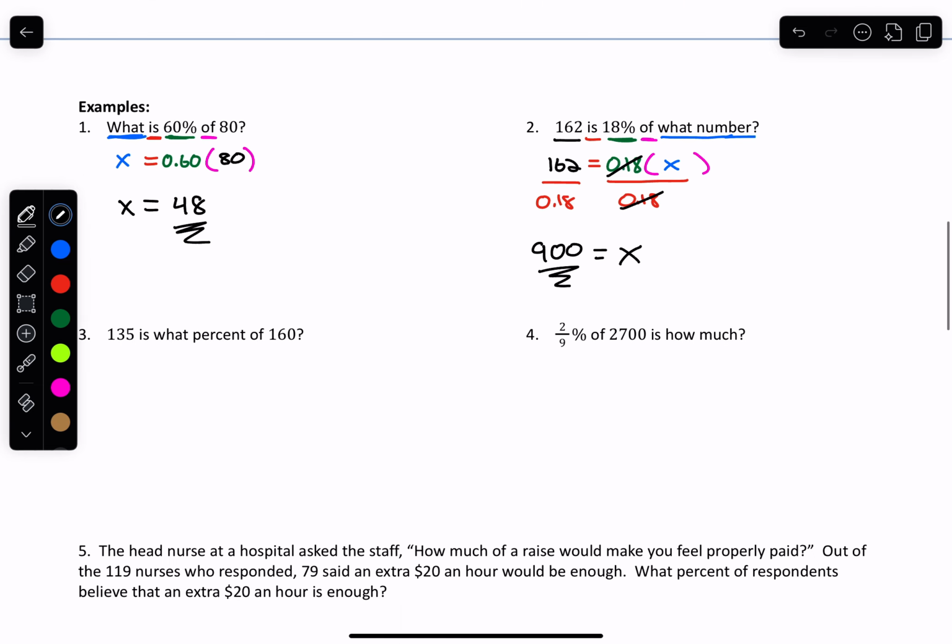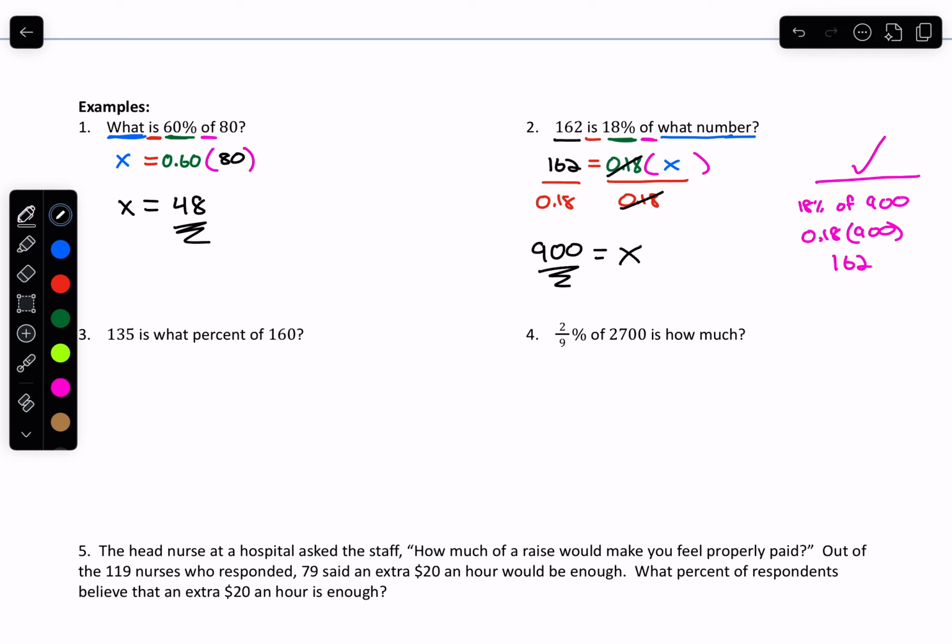What that tells us is that 162 is 18% of 900. And if we wanted to double check that we were right, we could always do a check step on the side over here where we could check 18% of 900. And if we want to calculate that, oops, sorry, I forgot to write the percent on the 18. Let me fix that. So 18% of 900 means 0.18 times 900. And if we calculated 0.18 times 900, we would get 162. So you can always go back and double check by just plugging these numbers in for where we had the x originally and making sure you get a true statement.